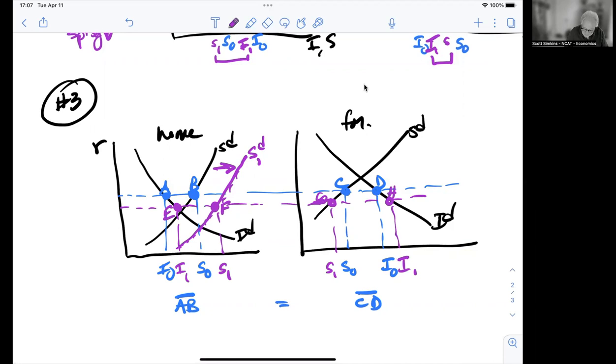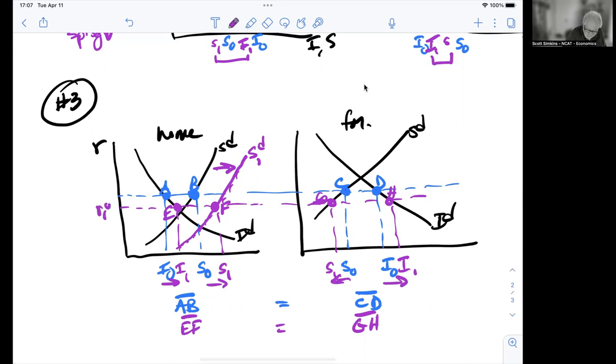All right, so EF equals GH. The current account in one country equals the negative of the current account in the other country. Okay, so what do we see happens in this case? We see that investment and saving both increase in the home country. Saving decreases and investment increases in the foreign country.